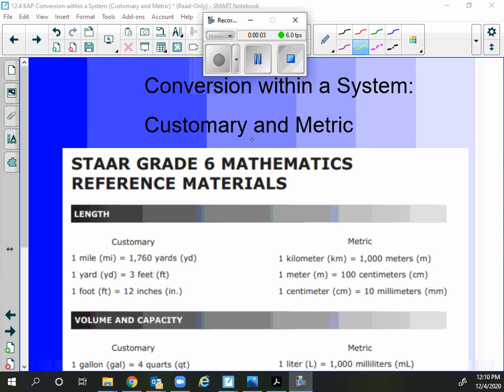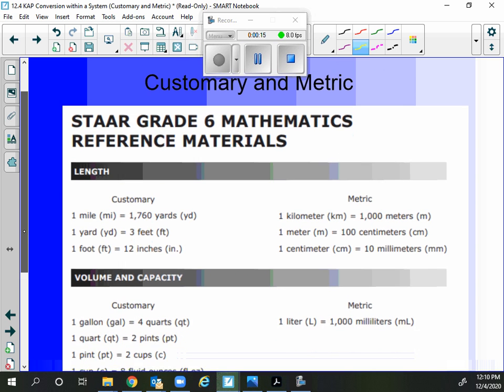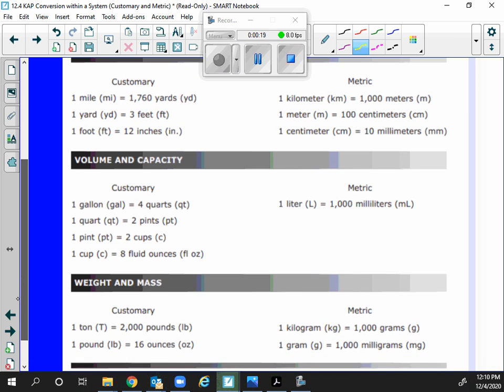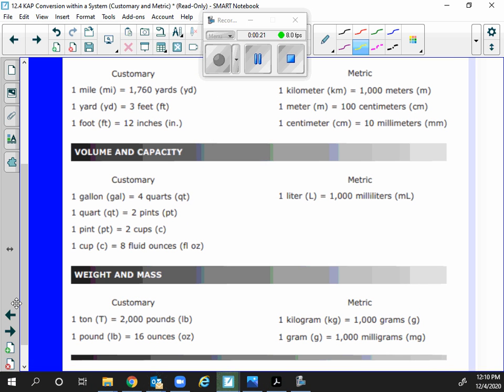Today, we are learning about conversion within a system with customary units, which is like the English units that we use here, and then the metric units, which is the ones that they use overseas and with science. Okay, we've got our STAAR reference chart. If you need to know what it is, you can just look at your STAAR reference sheet, which can be found on the internet.